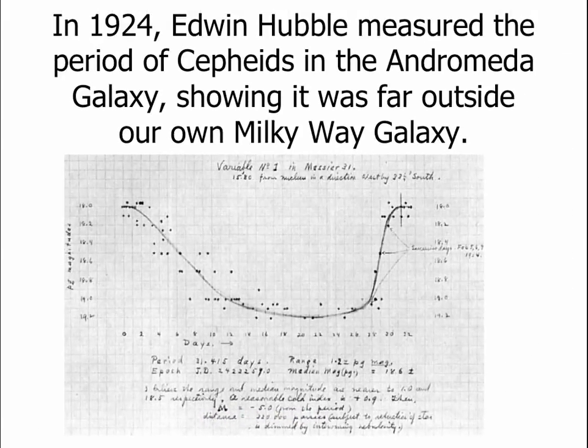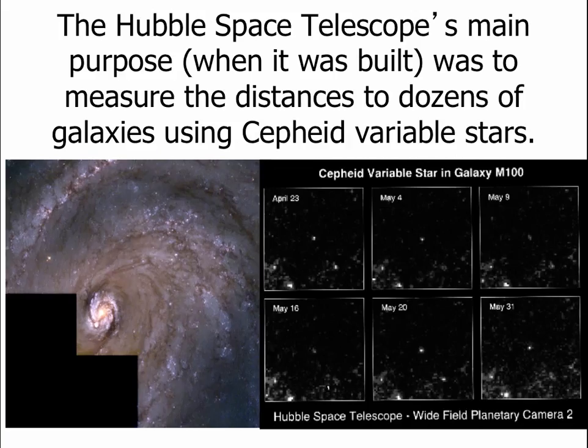Hubble didn't have this quite right. There were some errors in his calibration that we've since corrected, and we know that the distance to the Andromeda Galaxy is more like 700,000 parsecs, 2 million light years. The Hubble telescope, when it was built, one of its primary purposes was to detect Cepheid stars in as many galaxies as possible. This allows us to get a better statistical sample, which allows us to better calibrate distance measures we will use in looking at more distant objects.